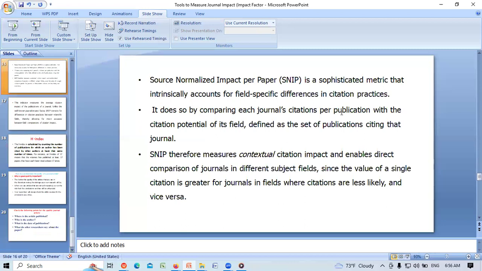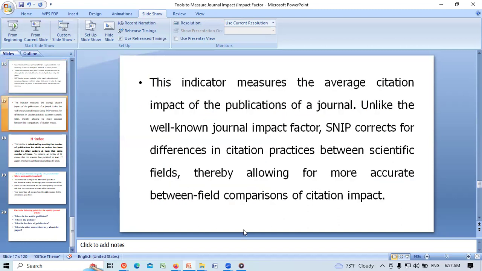Source normalized impact per paper is a metric that intrinsically accounts for field-specific differences in citation practices. It does so by comparing each journal's citations per publication with the citation potential of its field, defined as the publications citing the journal. SNIP therefore measures contextual citation impact and enables direct comparison of journals in different subject fields, since the value of a single citation is greater for journals in fields where citation is less likely, and vice versa. Unlike the well-known journal impact factor, it can correct for differences in citation practice between scientific fields, thereby allowing a more accurate between-field comparison of citation impact.